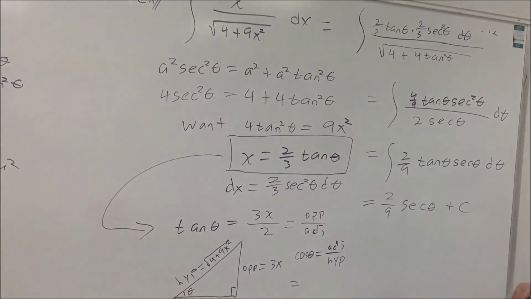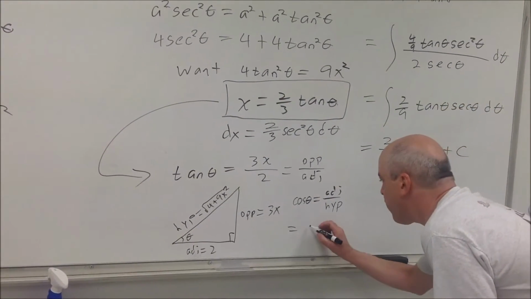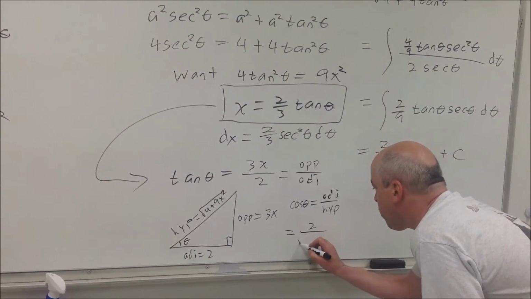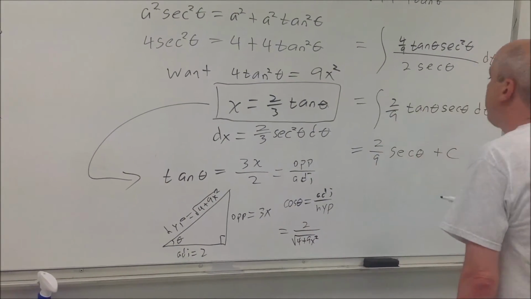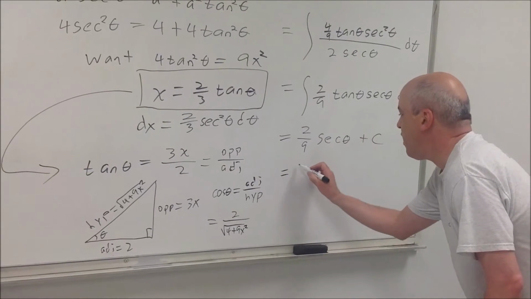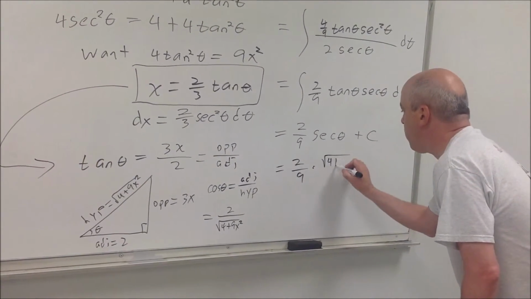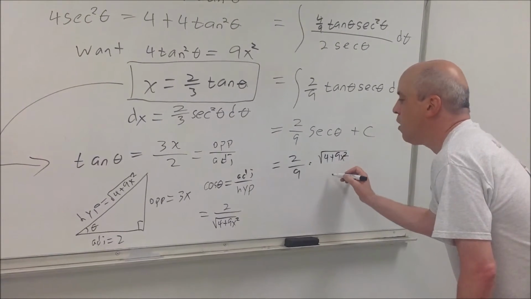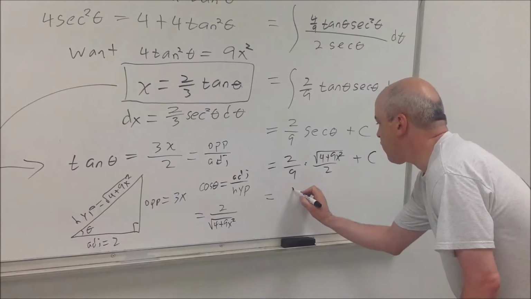By the way, it's no coincidence that that is the expression that we were substituting for in the original problem. Okay, so cosine of theta is adjacent over hypotenuse. That's 2 over the square root of 4 plus 9x squared, which means secant of theta is the reciprocal of that. Secant of theta is going to be the square root of 4 plus 9x squared over 2. Plus a constant, and cancel the 2's.